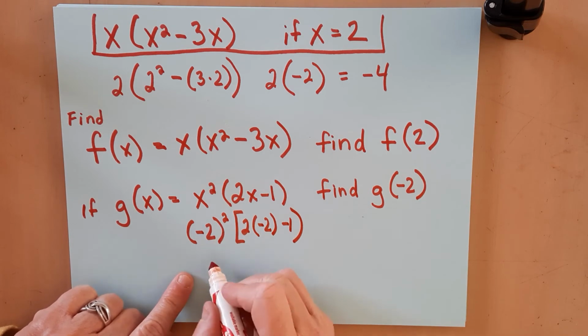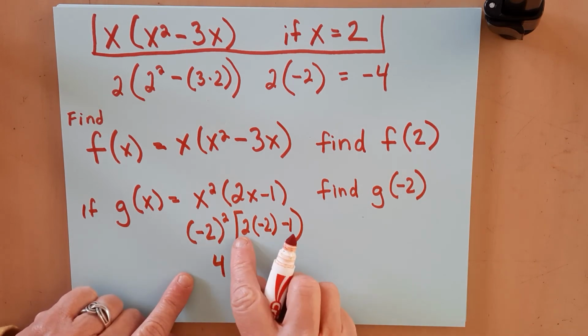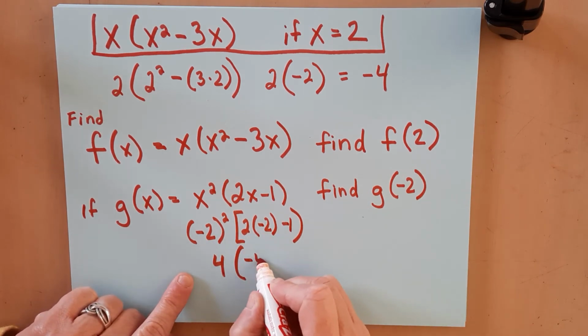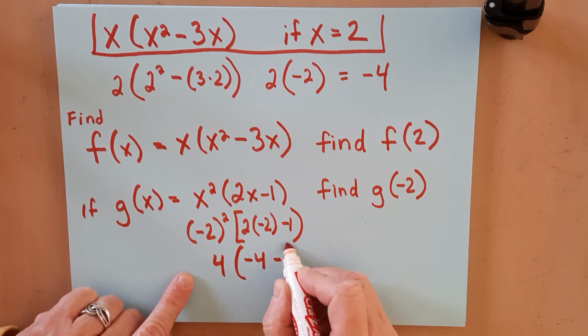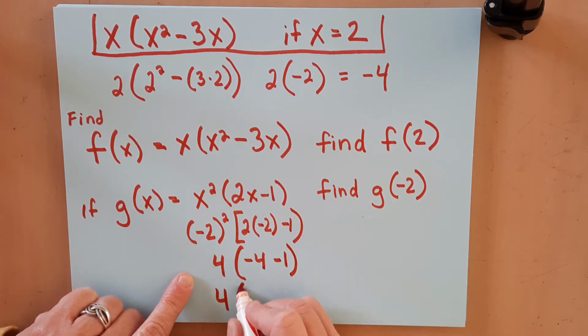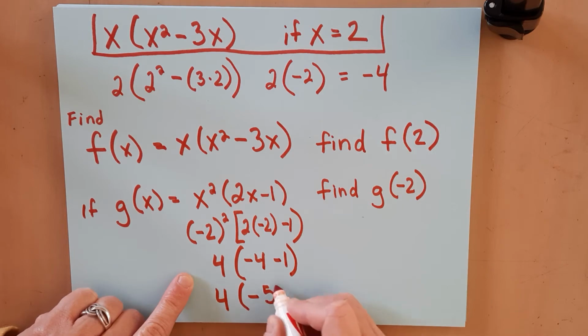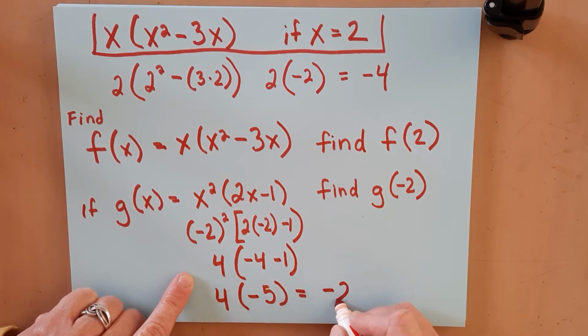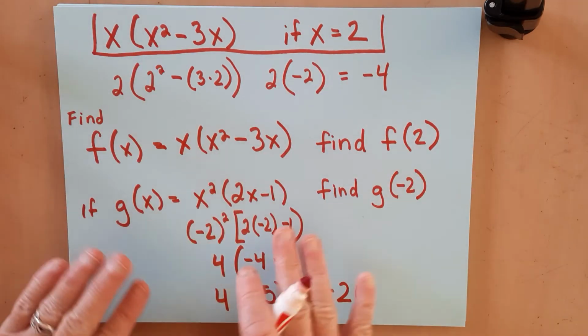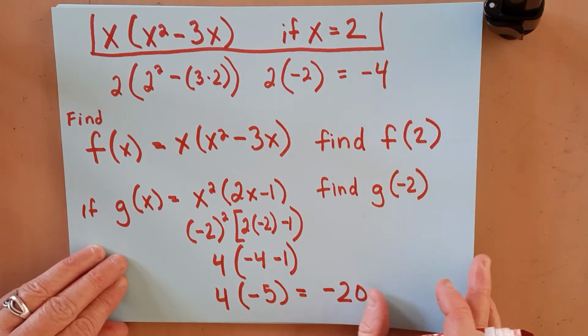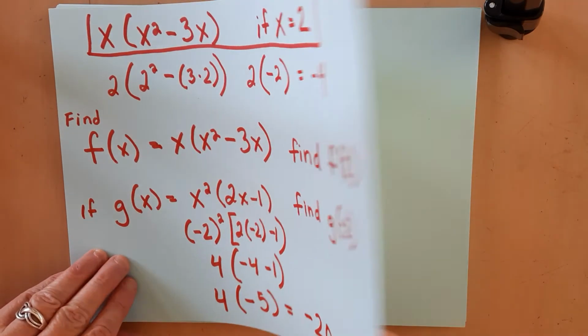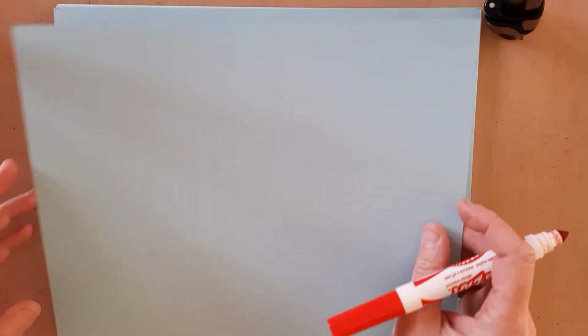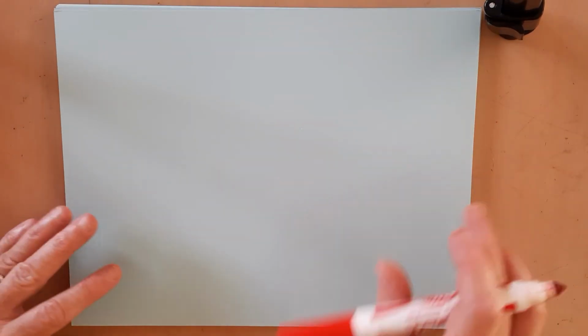Negative 2 squared is 4. 2 times negative 2 is negative 4 minus 1. So that becomes 4 times negative 5, which equals negative 20. So this is how you do functions. The other thing that we went over rather quickly in class was exponents. So I wanted to review that quickly with you as well.